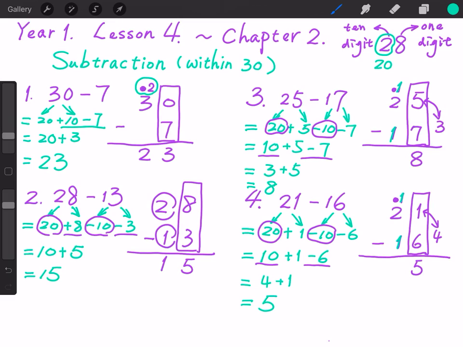All right. That's all for Chapter 2. I hope these questions help you a little bit to understand subtraction within 30.